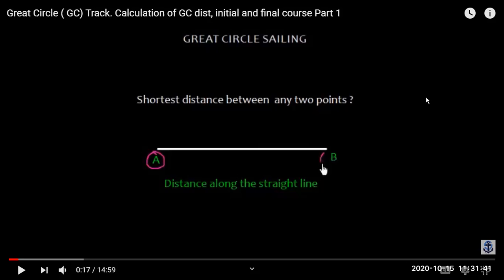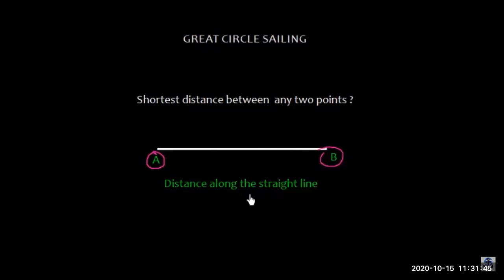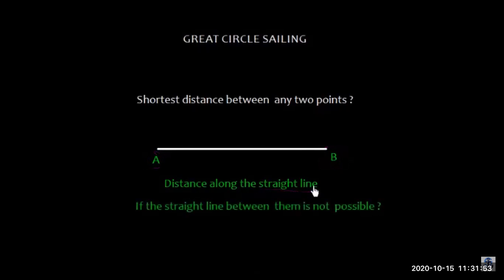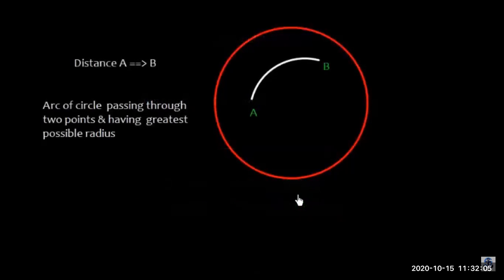So if it is on a plane surface, then the shortest distance is the straight line. But the earth is a spherical place, a spheroid. So if this is on the earth, it cannot be a straight line. So what will be the shortest distance?